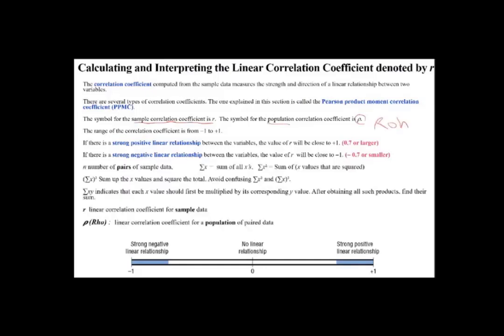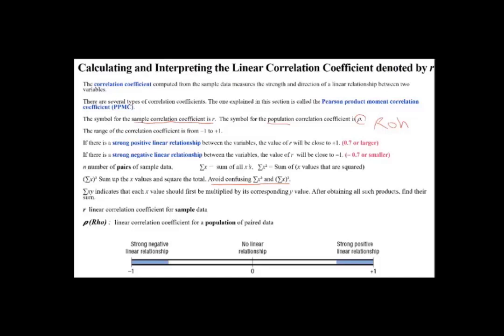These are just symbols. n is the number of pairs, summation of x is the summation of all x's, summation of x squared is the sum of x values that are squared, and summation of x quantity squared means add them up and then square. We want to definitely avoid confusing these two, because I've seen that sometimes students don't distinguish between the two, okay? We've been through that when we did the standard deviation, so we should be fine. Summation of xy indicates that each x value should first be multiplied by its corresponding y value, and then add them up, basically.